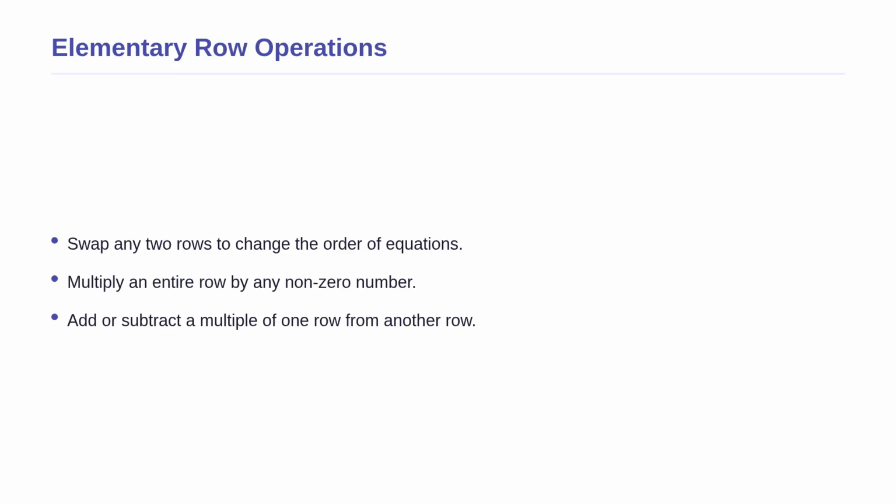Before we can build a neat staircase, we need to know what tools we are allowed to use. These tools are called elementary row operations. There are three simple rules we can apply without changing the underlying truth of the equations. First, we can swap any two rows, just like changing the order of equations on paper. Second, we can multiply an entire row by any non-zero number, like doubling a recipe. Third, we can add or subtract a multiple of one row from another. This third rule is our workhorse, allowing us to cancel out numbers and create zeros.